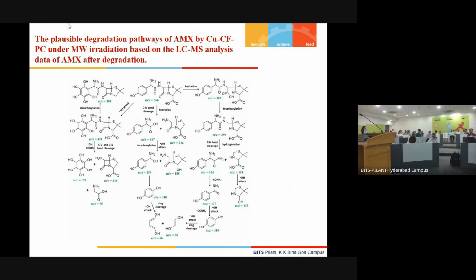But decomposing to what? Are all of them going to carbon dioxide, water, and so on? Most probably not. So after decomposition we have done an LCMS study and tried to identify what intermediates form, what small molecules form, and we are yet to evaluate the toxicity of these small molecules.